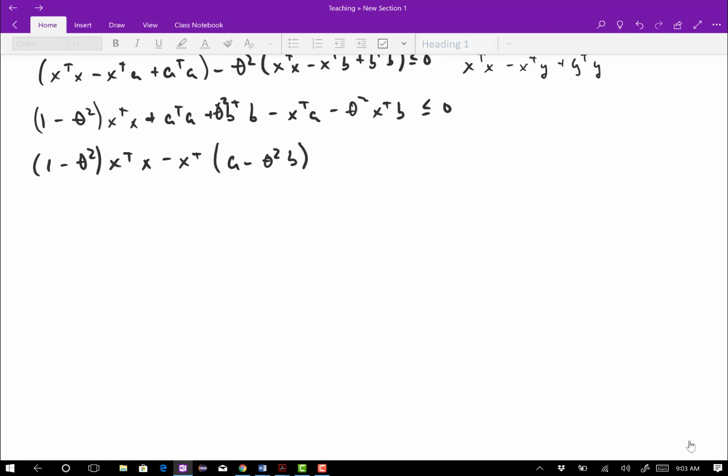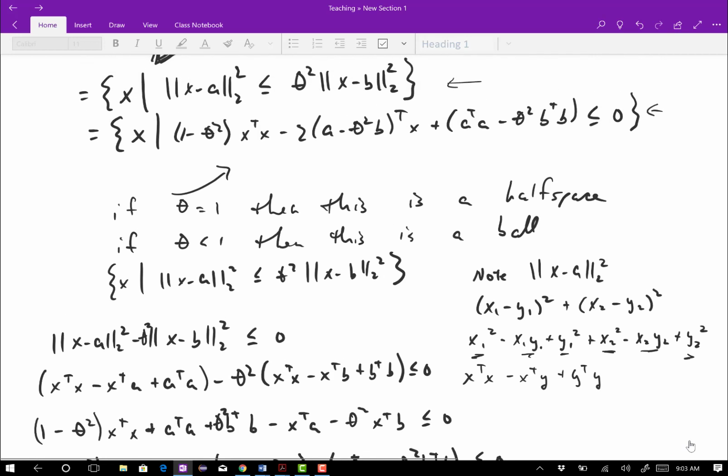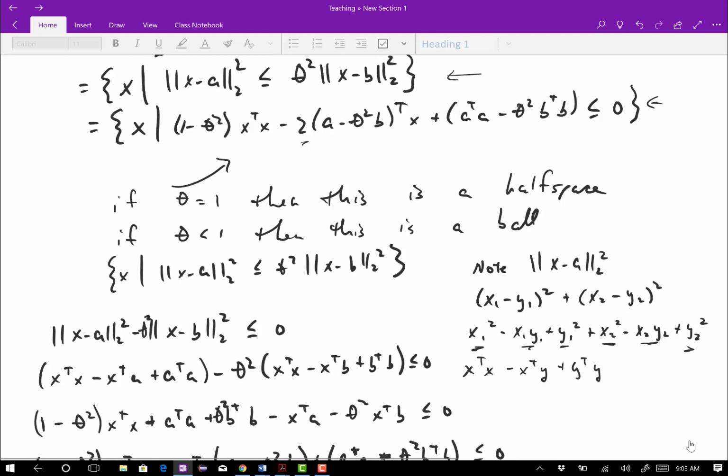This looks very quadratic in the way that it's being written. And then plus the remaining terms, a transpose a minus theta squared b transpose b. And all of this needs to be less than or equal to 0. And this form is the form that I wrote here. We're very close to it. I think I'm off by a factor of 2. But you can see where these terms fall out now using this idea.